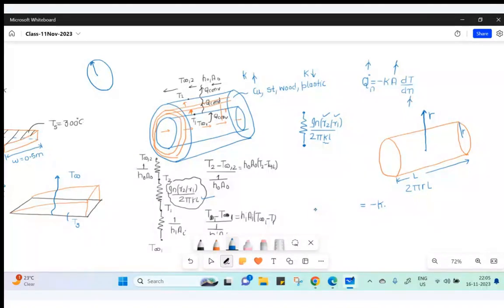So let us say I write this law at R1. What will you write? Minus K into 2 pi R1 L dT/dr at R1. Now let us say you want to find it at R2. Minus K 2 pi R2 L dT/dr at R2. Clear or not clear? Yes, sir.